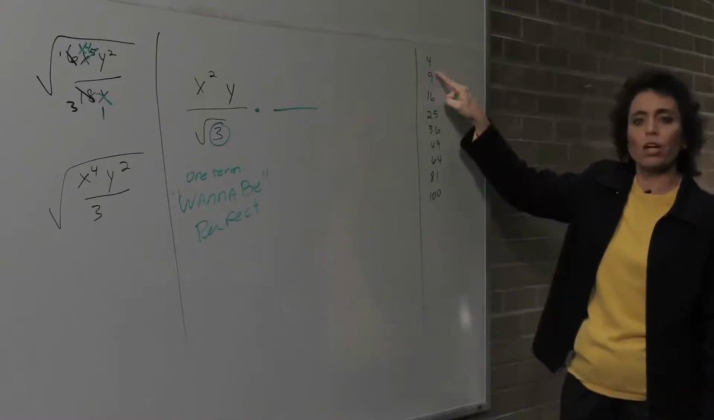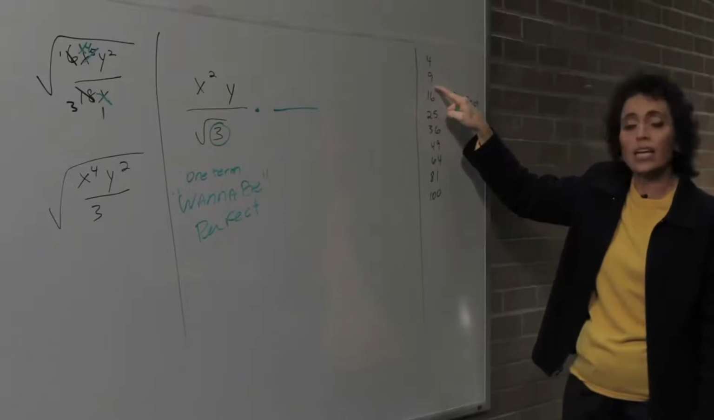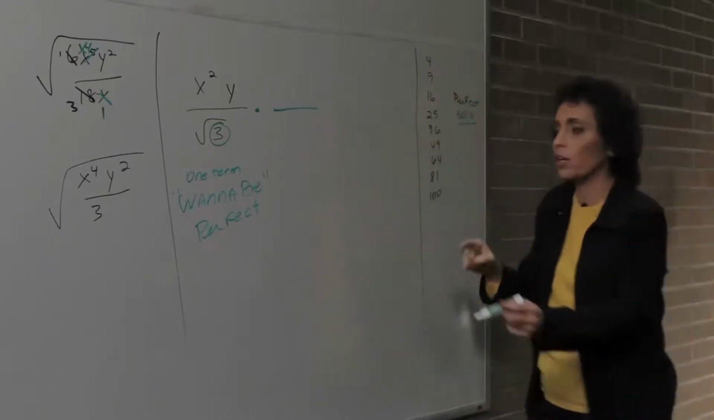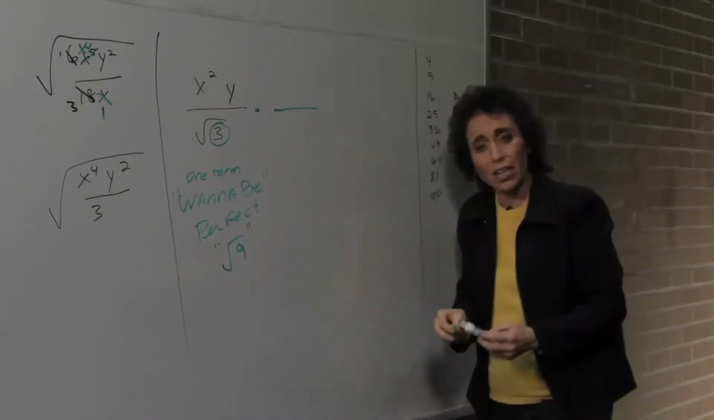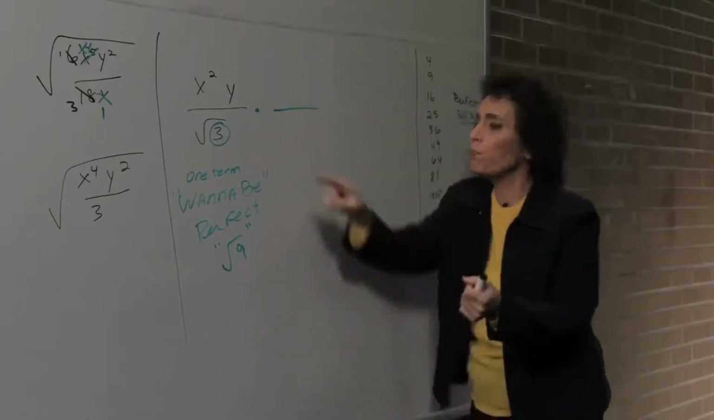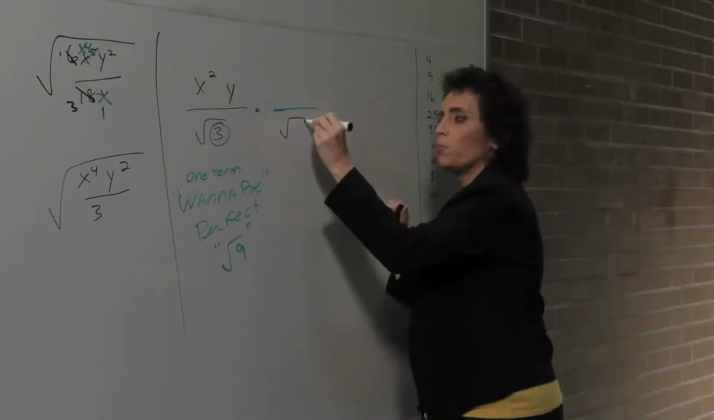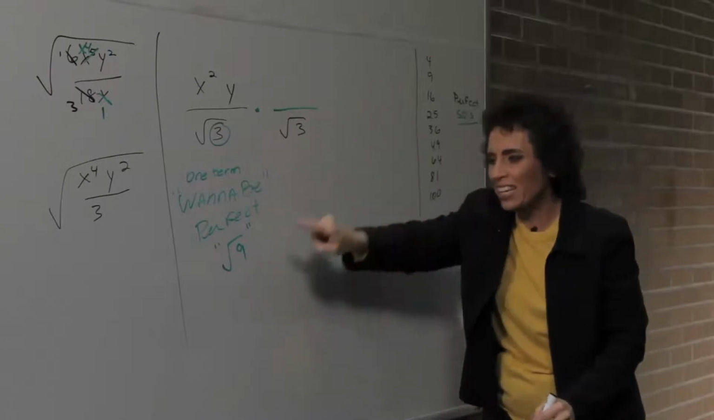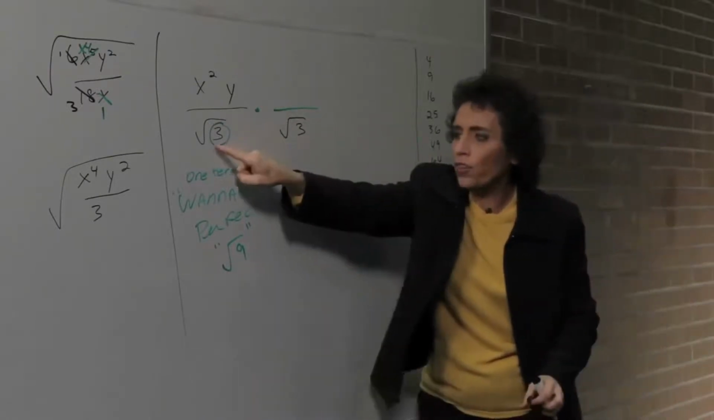Can you make a 3 a 4? Nope, because 3 doesn't go into 4 without a remainder. Can you make it a 9? Yes, you can, because 3 goes into 9 without a remainder. So it wants to be the square root of 9. That's what it wants to be. So now you say to yourself, what do I have to multiply this by to make it the square root of 9? Well, you have to multiply it by the square root of 3, because the square root of 3 times the square root of 3 is the square root of 9. Understand where we got that 9. We had to figure out what this wanted to be.